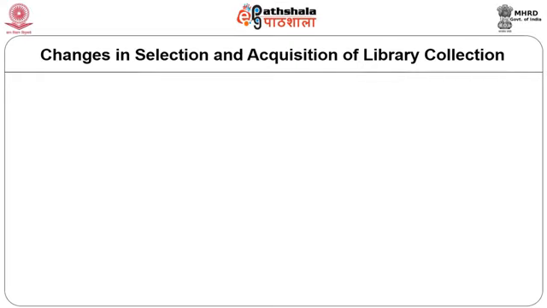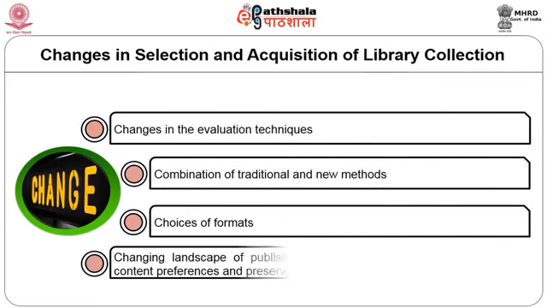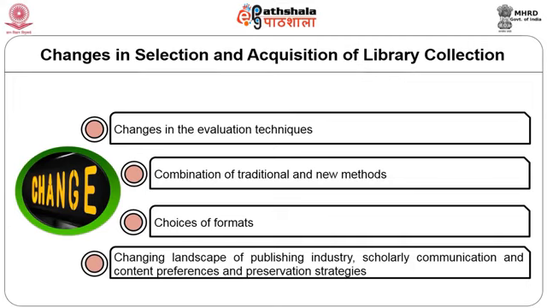Let us look at the changes that have transformed the selection and acquisition of library collection over the last 2 decades. The most important and prominent change is the ubiquity of internet and advances in information and communication technology. That has not only influenced the landscape of publishing industry, scholarly communication, pedagogical changes, content preferences, preservation strategies, evaluation techniques, and a lot of issues triggered by these changes.